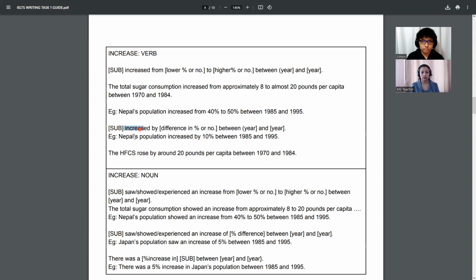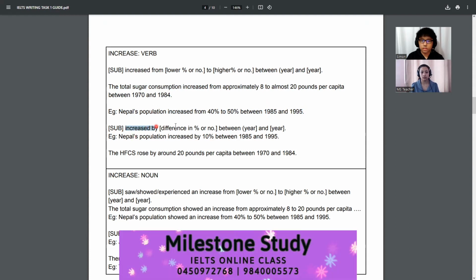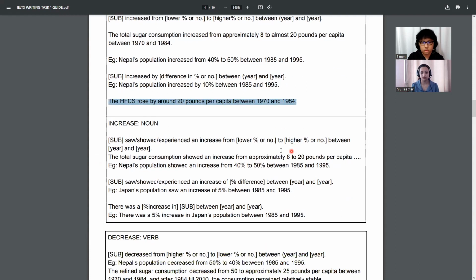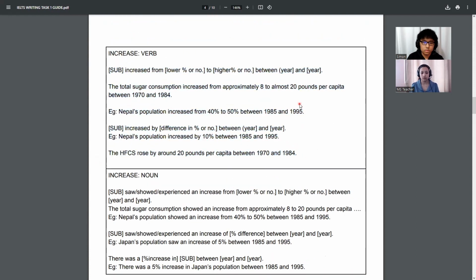And this is another one. Increased by, right? And then the percentage or the number, and then the time, right? And then the example is Nepal's population increased by 10% between 1985 and 1995. So another word instead of saying increased is rose. Rose means it's also increased, right? So same example. The HFCS rose by around 20 pounds per capita between 1970 and 1984. Okay, so those are the examples for increase.